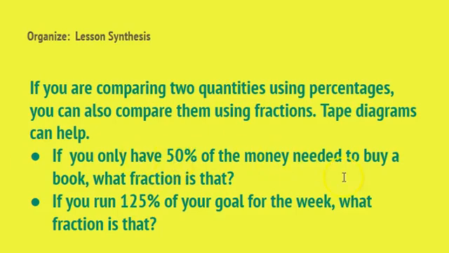If you're talking about the whole to buy the book and you have only half of it, then you can figure out what the fraction is. Since it's 50%, 50% of the whole would be 1/2. This here is going to be 1 and 1/4, because 25% is 1/4 of a whole 100%.